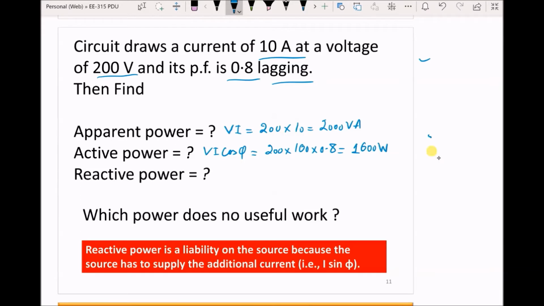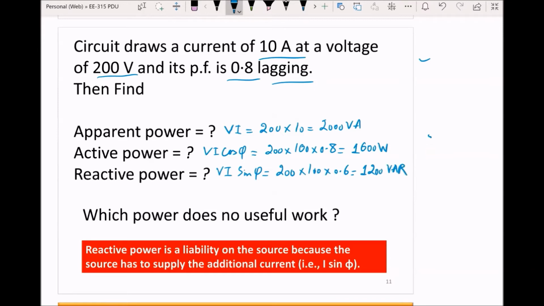And the reactive power will be equal to VI sine of phi, and phi can be calculated by taking the cos inverse of the power factor. Cos inverse of 0.8 is the angle, so from that angle we take the sine, and sine phi equals 0.6. So this will become 1200 VAR.